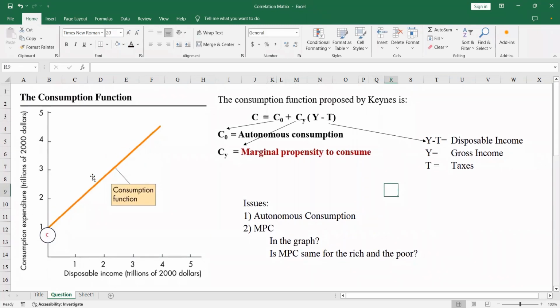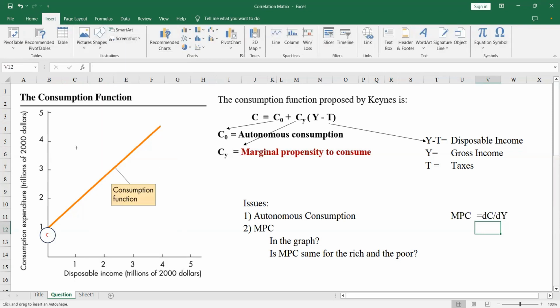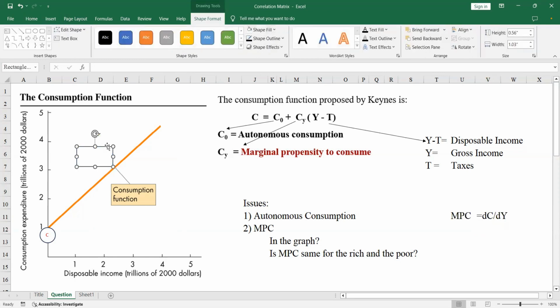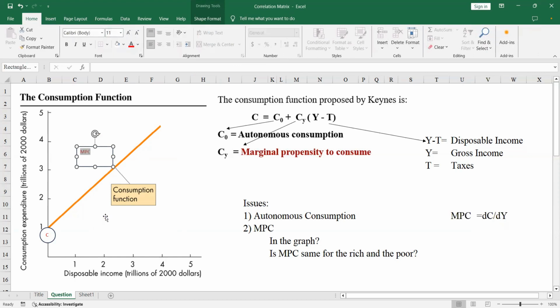The MPC, the marginal propensity to consume: how much extra would you consume when your income increases. So MPC is the change in consumption due to the change in your income. Now, in the graph, the MPC is given by the slope of this line. If you calculate the slope of this line, the orange line, you will calculate the MPC.